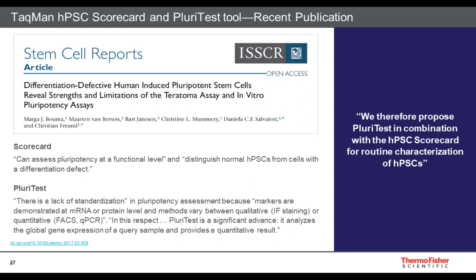In this paper, they assessed the pluripotency at a functional level and distinguished normal iPSCs from cells with a differentiation defect. So that's how they utilized Scorecard. For the PluriTest, they commented that there's a lack of standardization in pluripotency assessment because markers are demonstrated at mRNA or protein levels, and methods vary between qualitative immunofluorescence staining or quantitative FACS and qPCR. In this respect, PluriTest is a significant advance because it assesses the global gene expression of a query sample and provides a quantitative result. These third-party unbiased authors propose that PluriTest in combination with the iPSC Scorecard is a good way for routine characterization of human pluripotent stem cells.